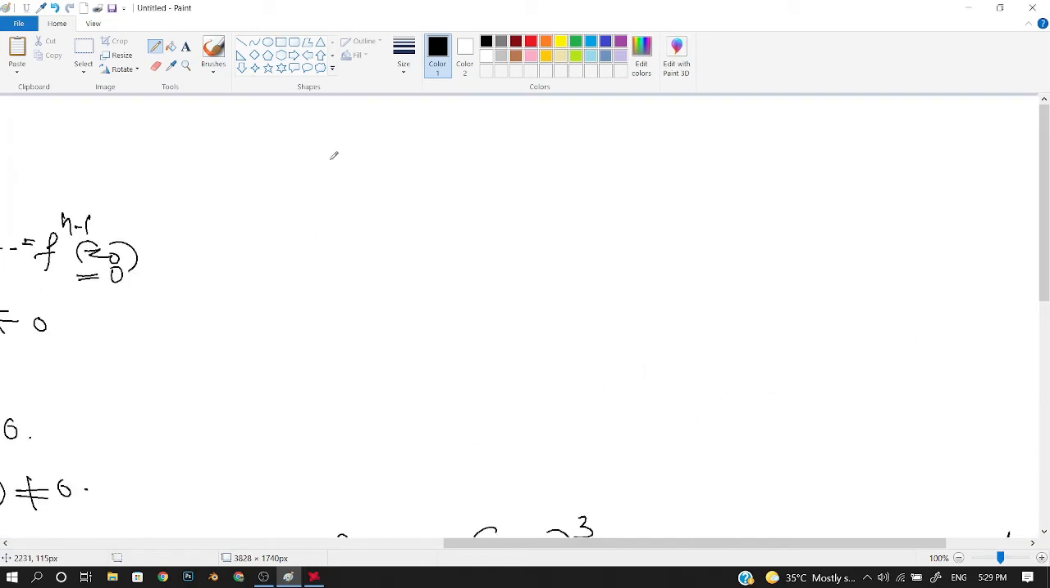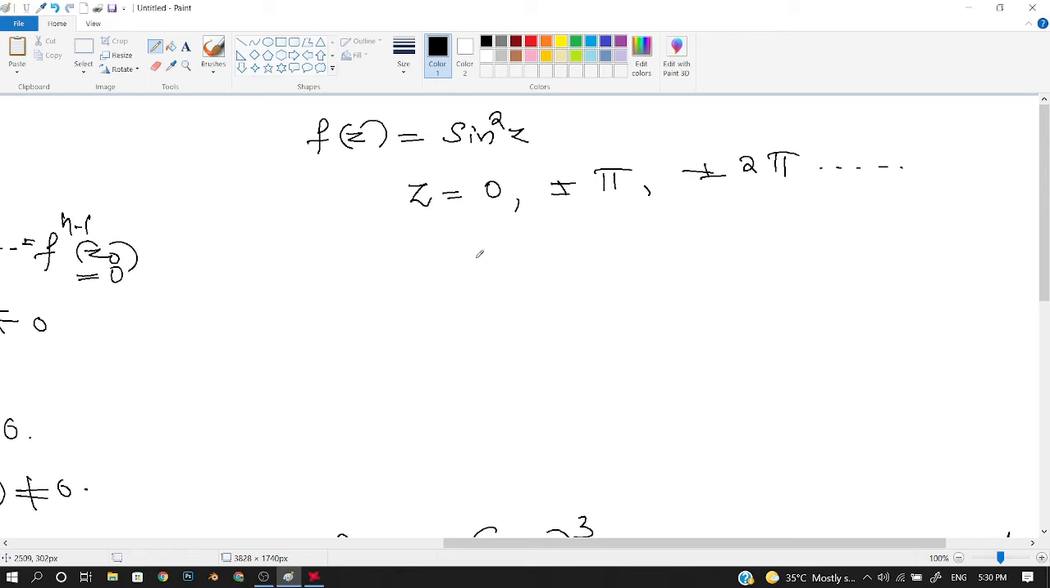Now we can consider another example. f of z is equal to sin square z. Here the zeros z equal to 0, plus or minus pi, plus or minus 2 pi, etc., are zeros of second order.